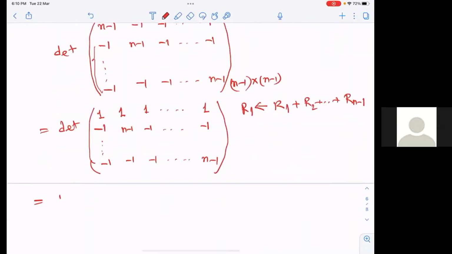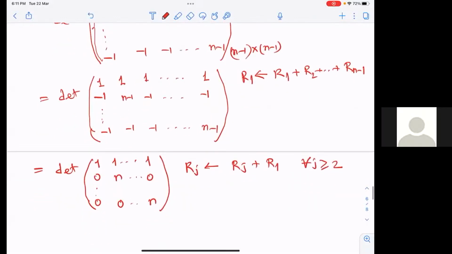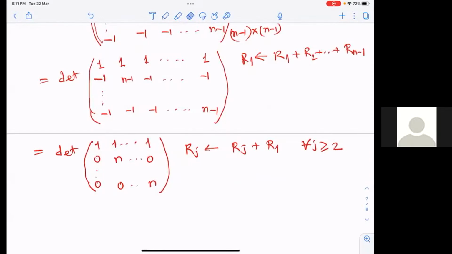But this is the same as the determinant of 1, 1, 1 in the first row. Then I will add the first row to each of the other rows, giving 0, n, 0, and 0, 0, n. Row j is replaced by row j plus row 1 for all j greater than or equal to 2. The determinant is preserved under these operations, and this is equal to n to the power n minus 2.